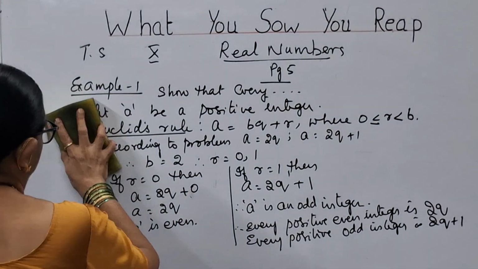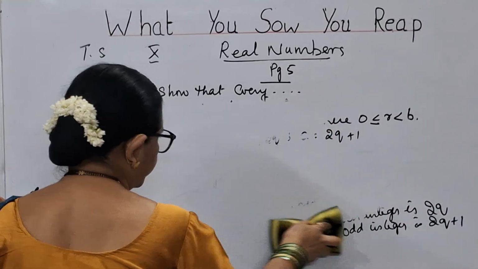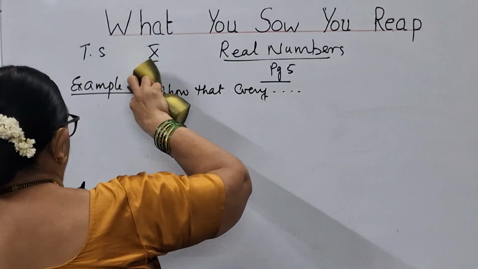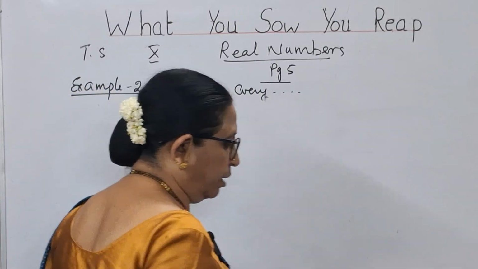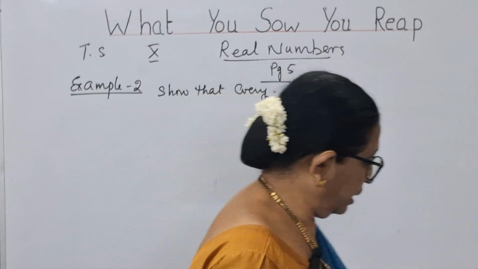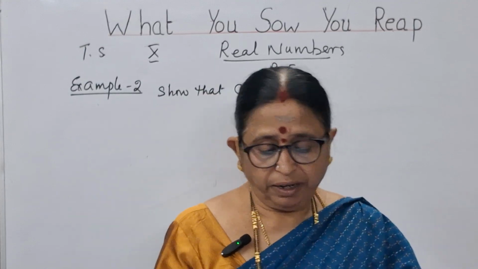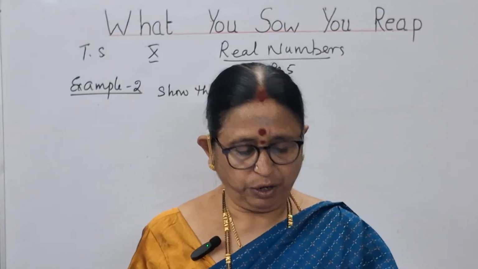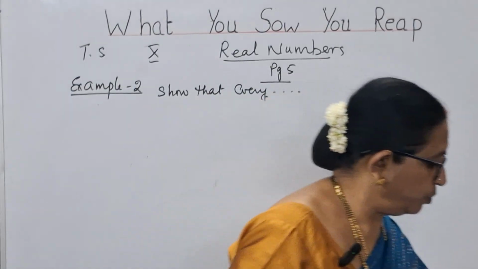Now we will be going to example 2. What does example 2 say? Example 2 in the same page. Every positive odd integer. So let me read this. The second one, they said, show that every positive odd integer is in the form of 4q plus 1 or 4q plus 3, where q is some integer. Odd numbers are 4q plus 1 and 4q plus 3. You have to find out.